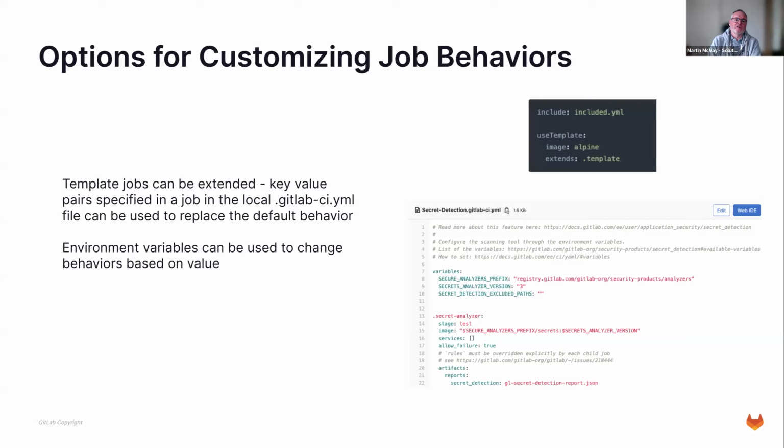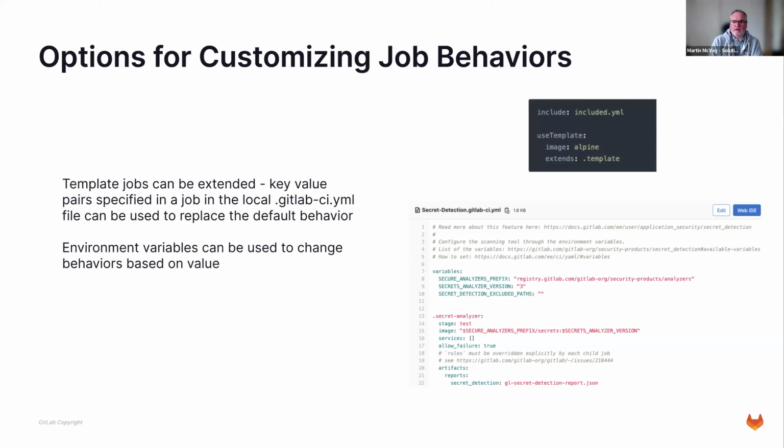So we can extend template jobs and then provide key value pairs in our local GitLab CI file to actually override or replace any of the values inside the default behavior. Or what we can do is use environment variables to change behaviors based on values. So on the top right there, we've got an example of an extends, of a template that's come through probably from that included YAML file, and then we can add additional functionality inside there to override or augment or change what's in the template that we're extending.